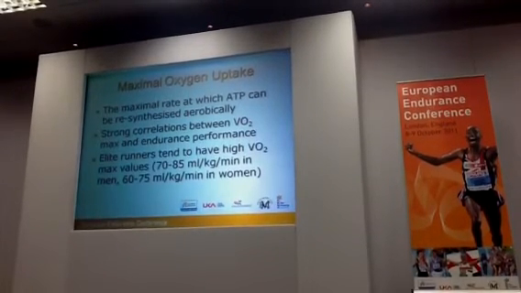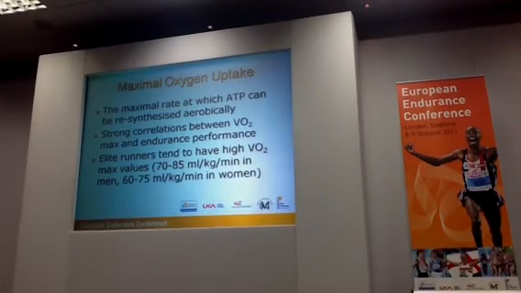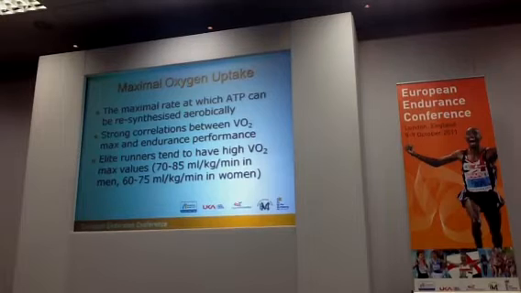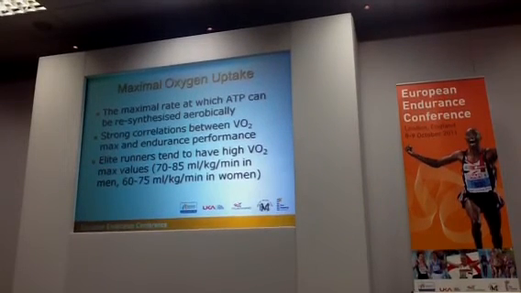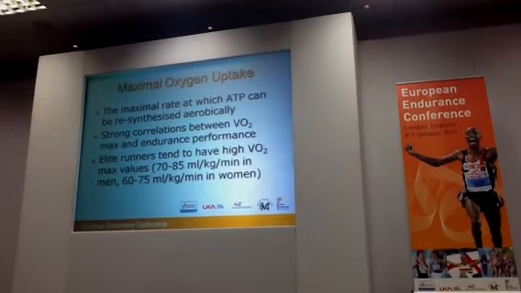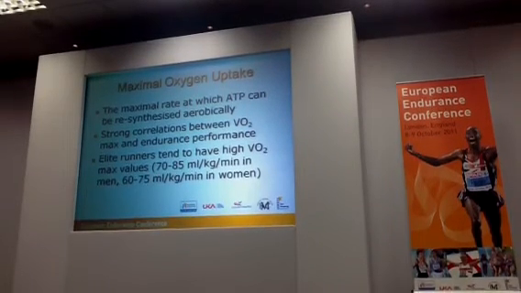And we know that the elite runners tend to have very high VO2 max values. So in men, 70 to 85 mils of oxygen per kilogram of body mass per minute is fairly typical, and in women it's 60 to 75 mils per kilogram per minute. And there are sex differences because of differences in hemoglobin concentration and heart size and body composition and such like.